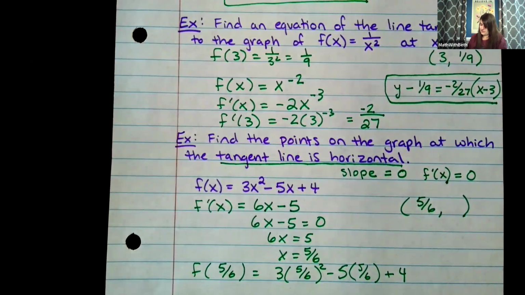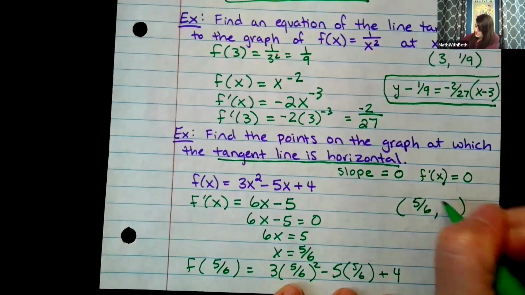So make sure you square this first, then multiply by 3, then keep going from there. It is not going to be a nice decimal if you do use your calculator, so make sure you change it back into a fraction.